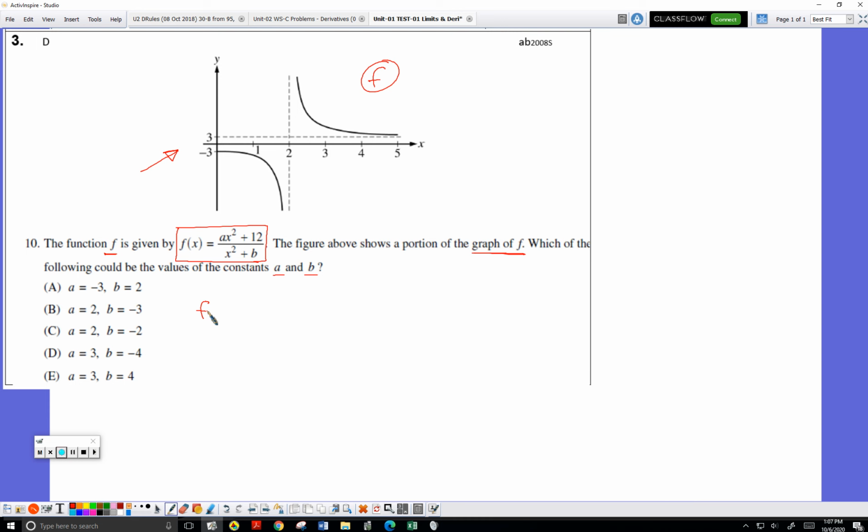I look at that and I see immediately f has a horizontal asymptote at y equal 3. I see that they actually did give me a clue. The clue was in the picture.